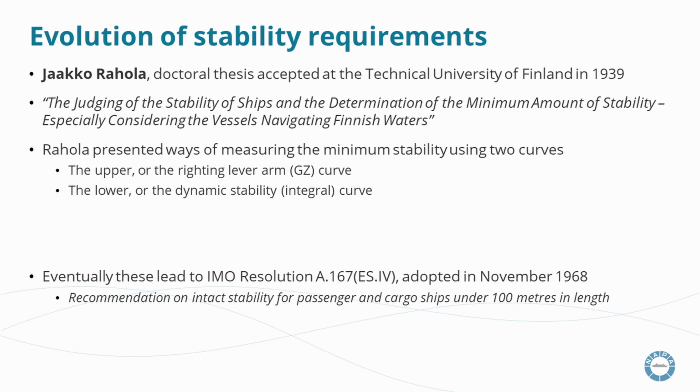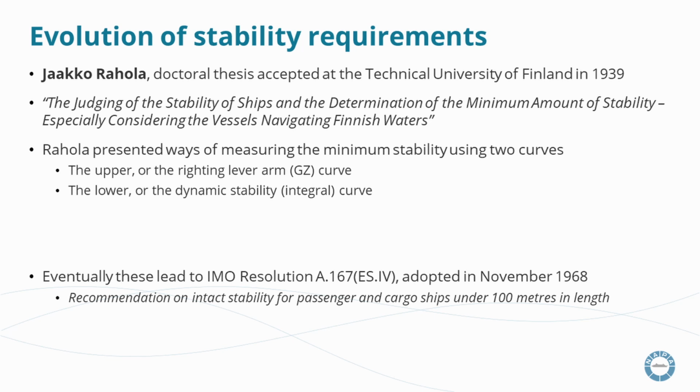What about the intact stability side then? Well, in 1939, a Finnish fellow called Jaakko Rahola got his doctoral thesis accepted at the Technical University of Finland. The work was titled The Judging of the Stability of Ships and the Determination of the Minimum Amount of Stability, especially considering the vessels navigating Finnish waters. And he introduced 2 curves from where to measure the stability from. The upper one, or the righting lever arm curve, and the lower, or dynamic stability curve.